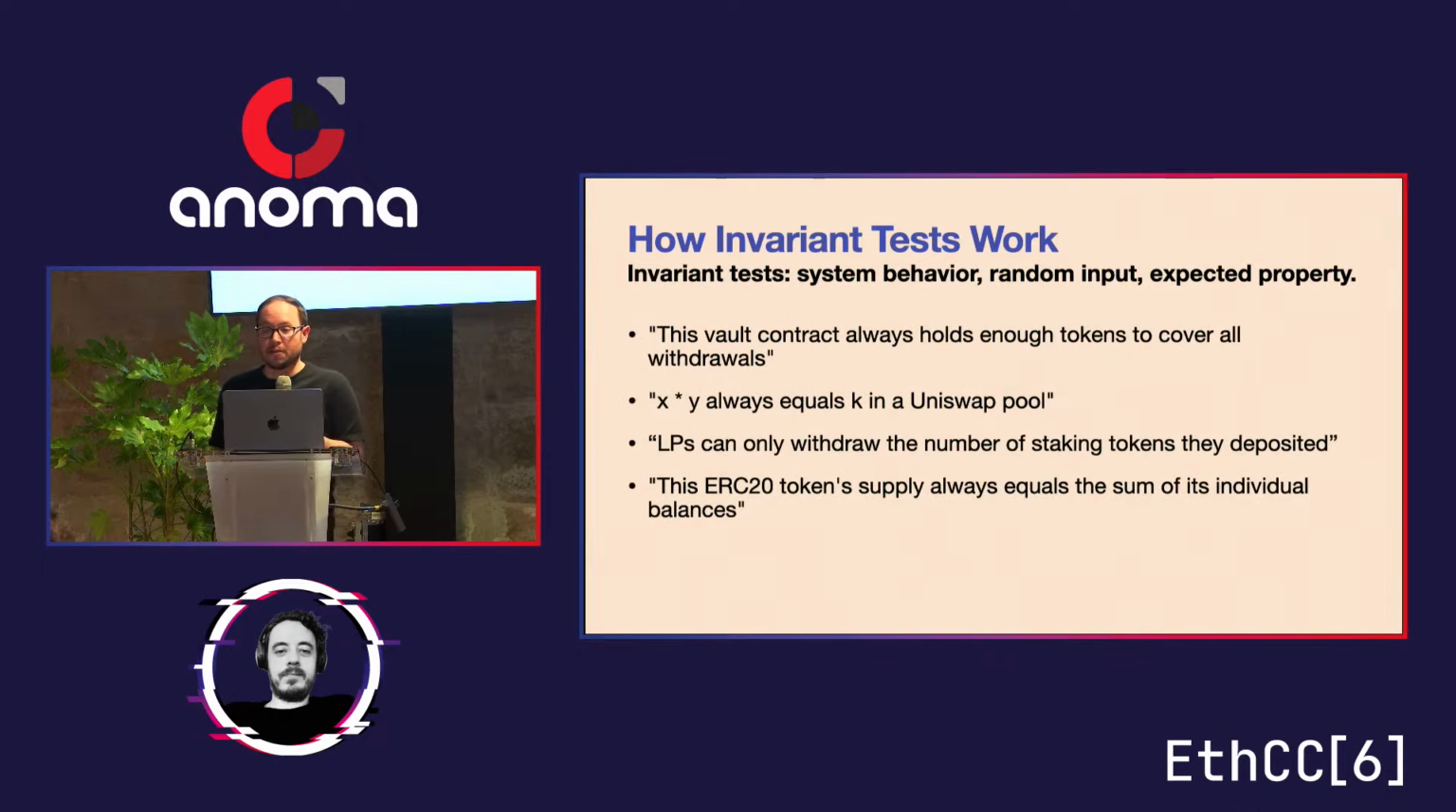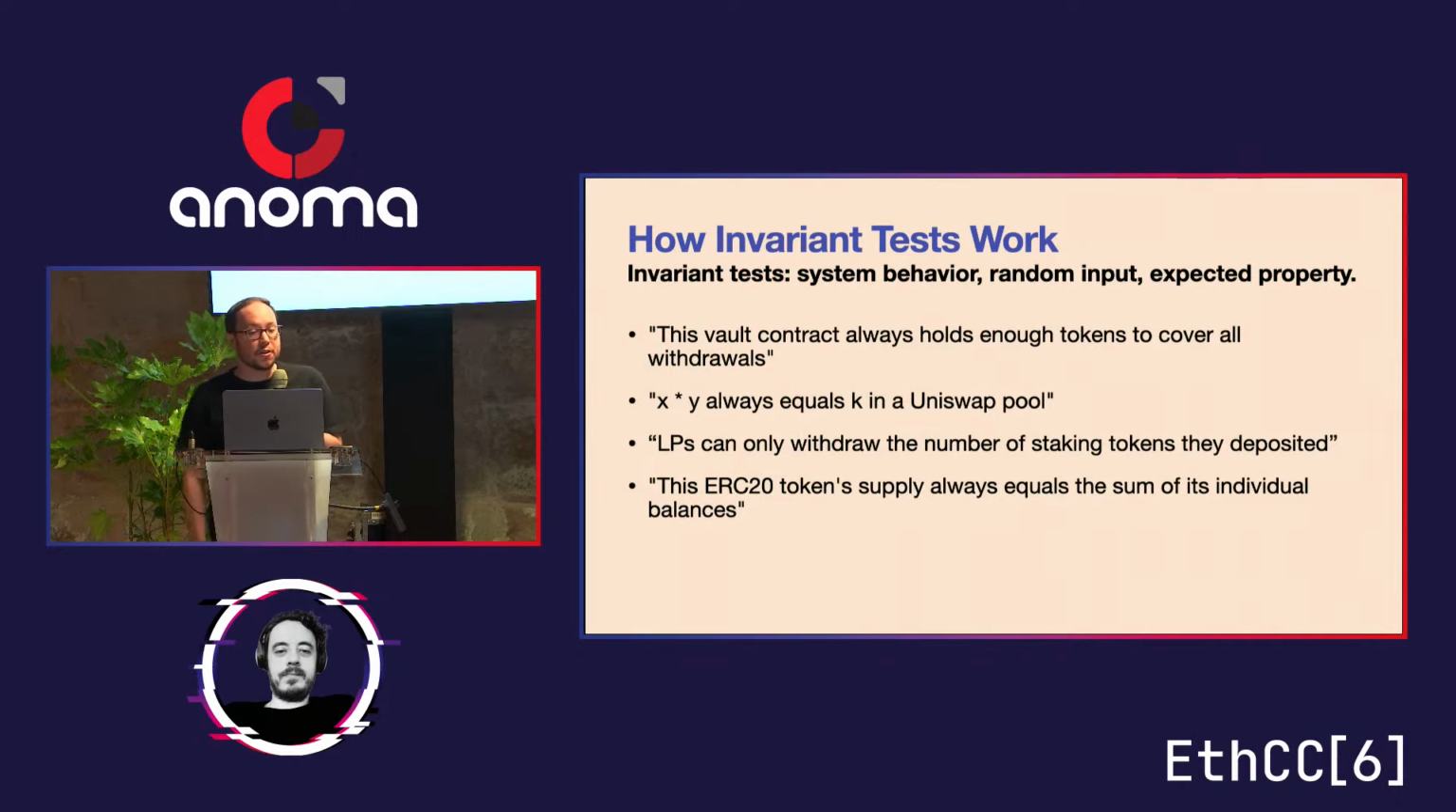So finally, an invariant test applies the same idea of testing properties to the system as a whole. Rather than defining the properties of specific functions, we're going to define invariant properties about a specific contract or system of contracts that should always hold in the system.